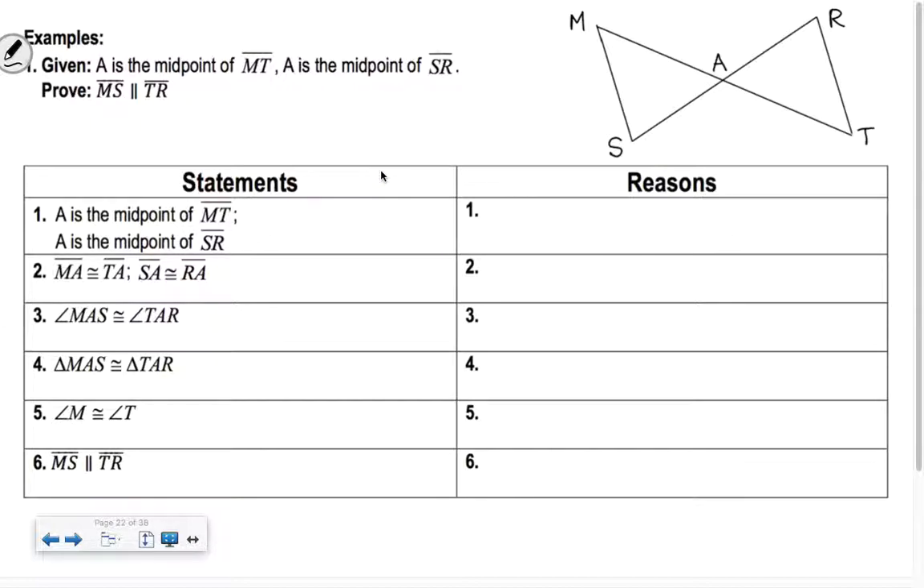All right, given, A is the midpoint of MT. What do I draw when I say that A is the midpoint of MT? What kind of things am I going to draw in this picture, and where will I put them? What 2 pieces have to be the same? Yeah, Roman. A is the midpoint of this.